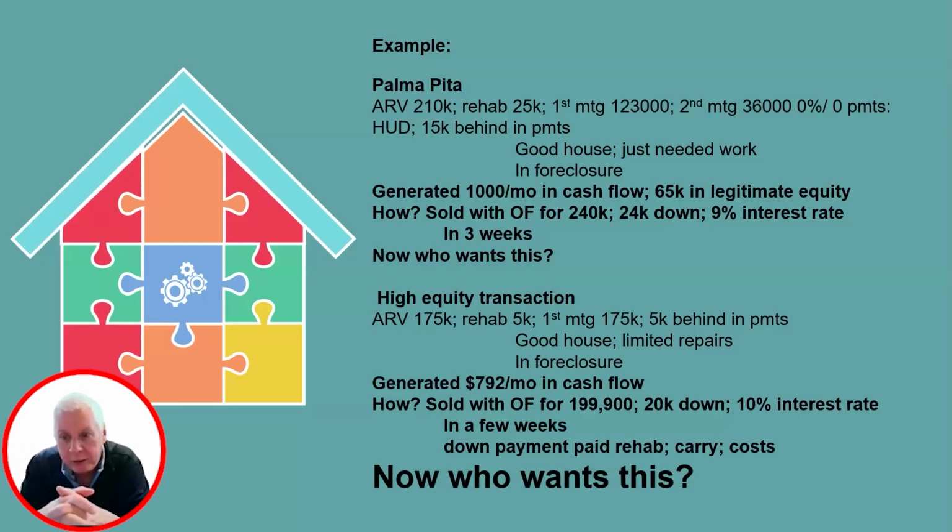And learning how to think through a deal, how to play it, is what this business is all about. It's learning how to structure a deal properly. Another deal down here was where the ARV was $175,000. Very low rehab, only $5,000. And at this time, thank goodness, they were only about $5,000 behind in payments. The problem is the mortgage was $175,000.